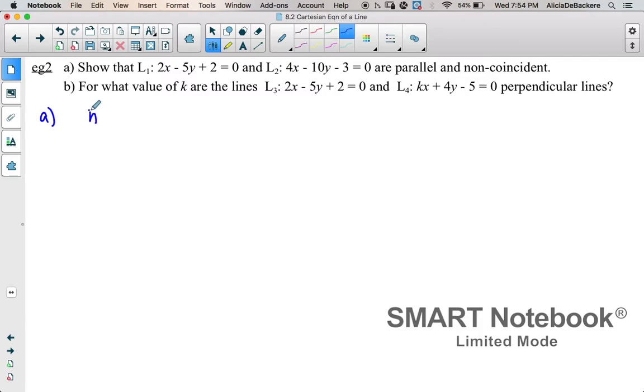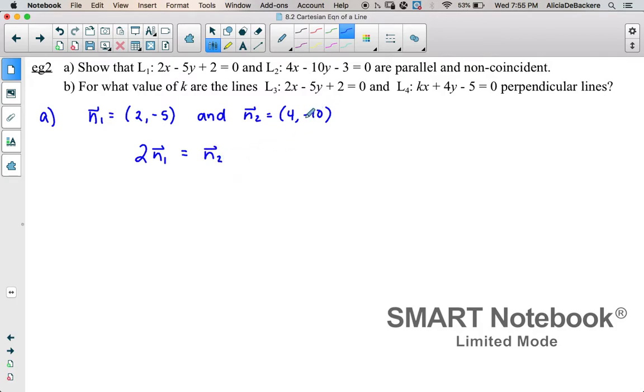For L1, I'm using normal 1, and I can see that the normal vector is going to be the coefficients on the x and the y, so (2, -5). And for line 2, the normal vector is going to be the coefficients on x and y, so (4, -10). Hopefully once you've got the normals pulled out like this, you can see that they are just multiples of each other. I can come up with n2 just by doubling what I have over here. If I take 2 times the first normal vector, then I will come up with the second normal vector.